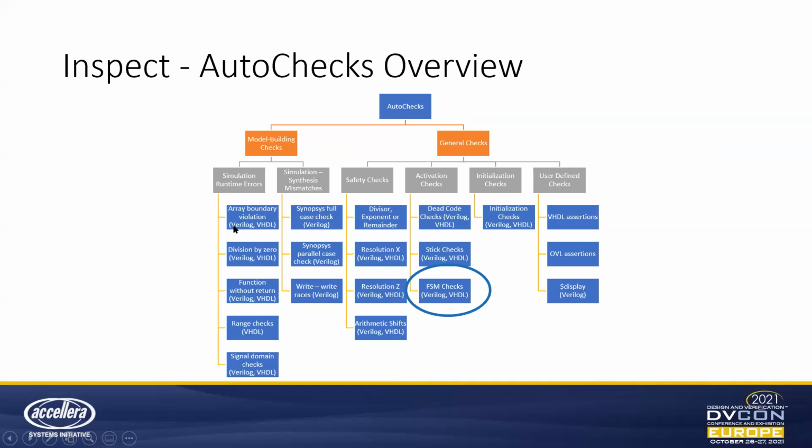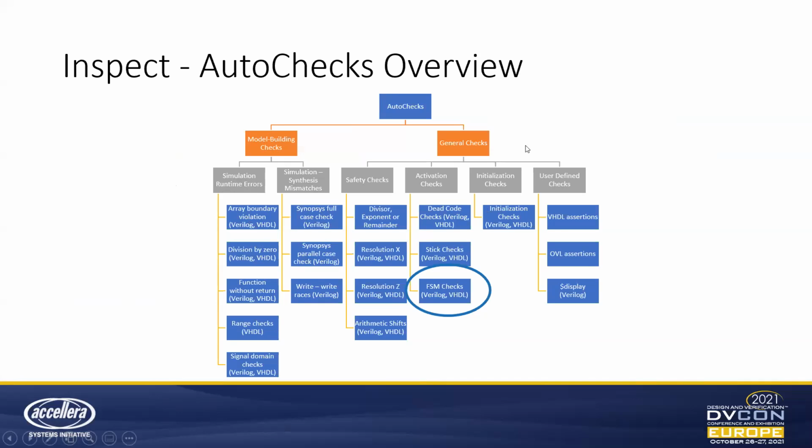So these types of checks can be array boundary violation, division by zero, function without return, range checks, signal domain checks, parallel case violation, full case violation. And then we have write races, process overwrite, and some other checks which are not listed here, which are also part of these model building checks.